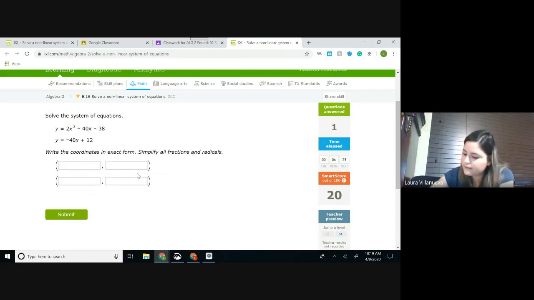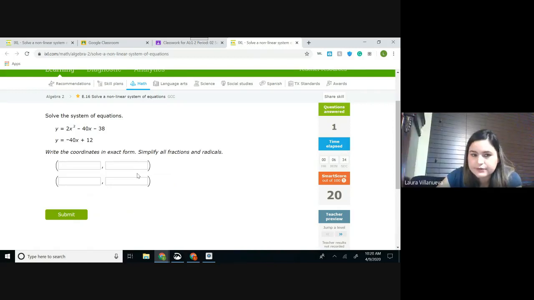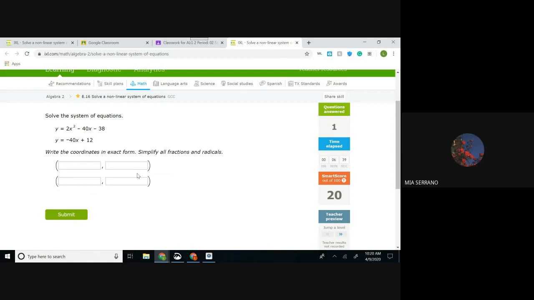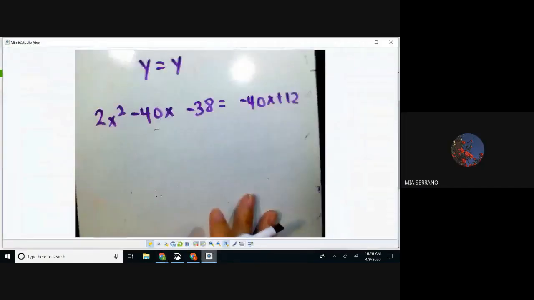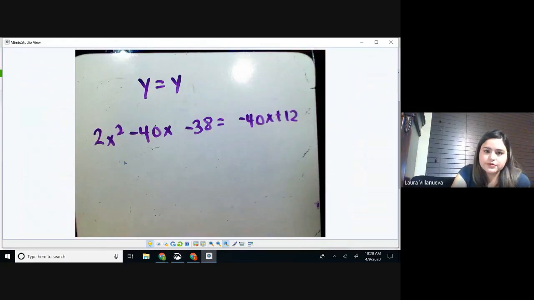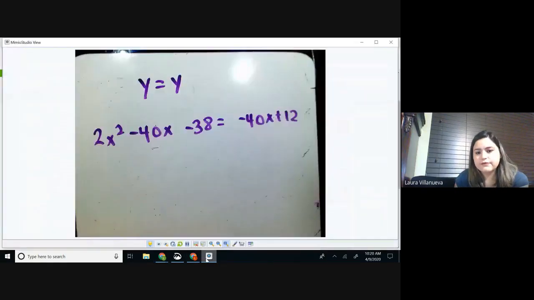6. Okay? Same idea here, though. Y is equal to y. I'm going to do 2x squared minus 40x minus 38 equals negative 40x plus 12. I already wrote it down. They are equal to each other. One of them is on one side, the other one is on another side. So you can plug them in like that already. I did this equal to this because they're the same thing. They're both y. So then I'm going to go ahead and solve this.